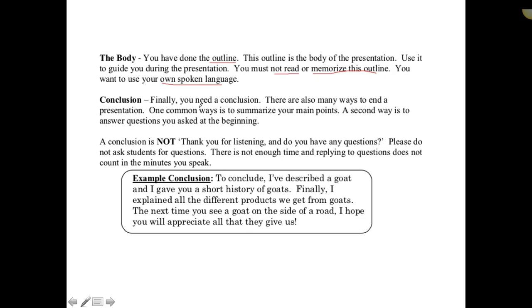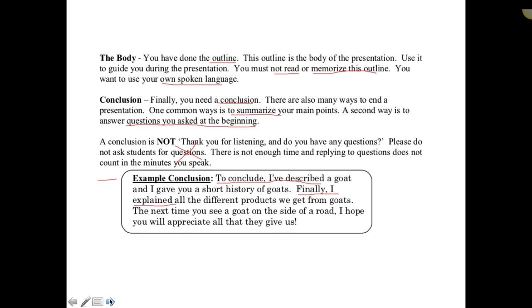Now the conclusion is similar to an essay. You can end with a summary. And if you asked questions in the introduction, you can answer them here. But one thing you do not need to do is take questions. We don't have time for that. So here's an example. And let's look at the language here. To conclude, I have, finally, I explained. Okay?